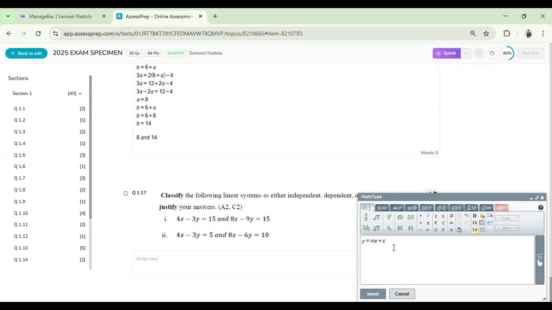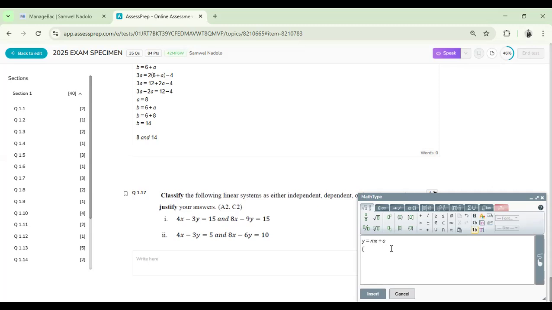For a dependent system, the lines will overlap. You'll have infinitely many solutions. Ideally, when you put them in the form y equals mx plus c, it will be the same line. Then an inconsistent system is one where the lines are parallel. That means when you put them in the form y equals mx plus c, they will have similar gradients but different y-intercepts. And we said for this case, they will never intersect. That's why it is inconsistent. They never intersect.